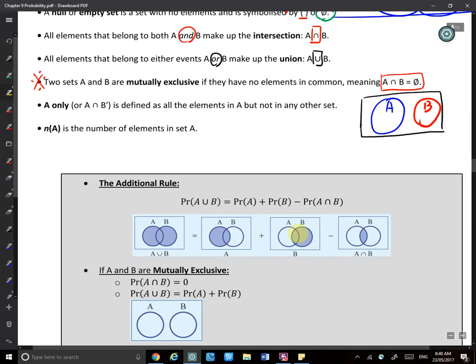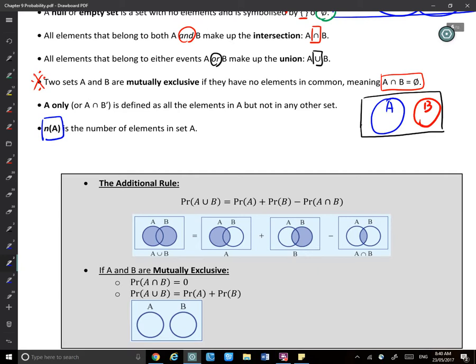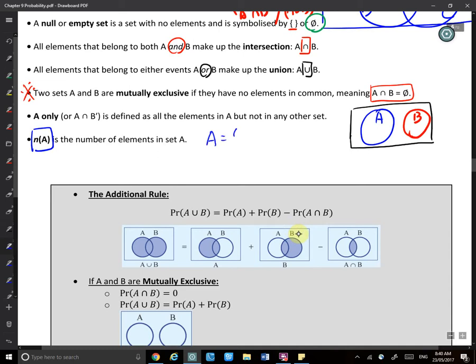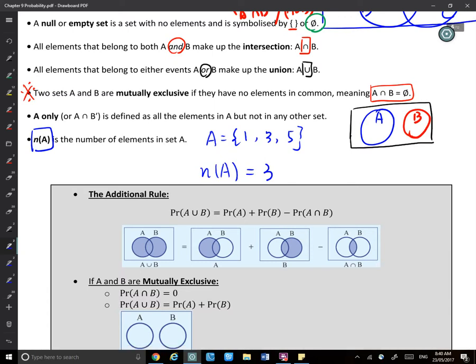And another thing is n bracket A. It represents the number of elements in A. So if I say set A equals 1, 3, 5, that's set A, so the number of A equals 3. There are 3 elements in the set A. So just count how many elements there are. n(A) equals 3.